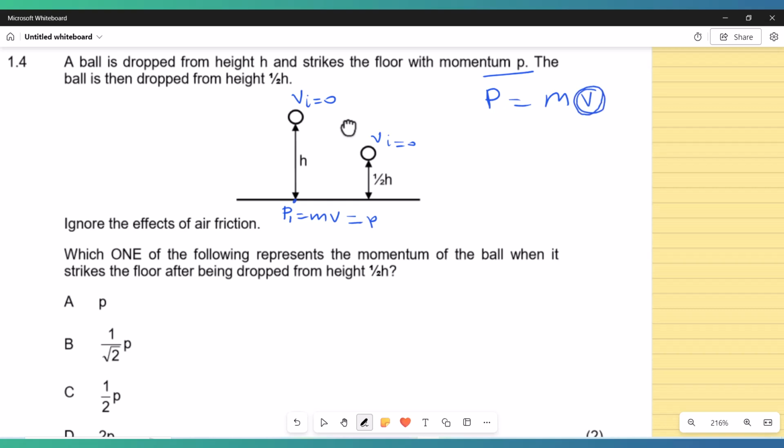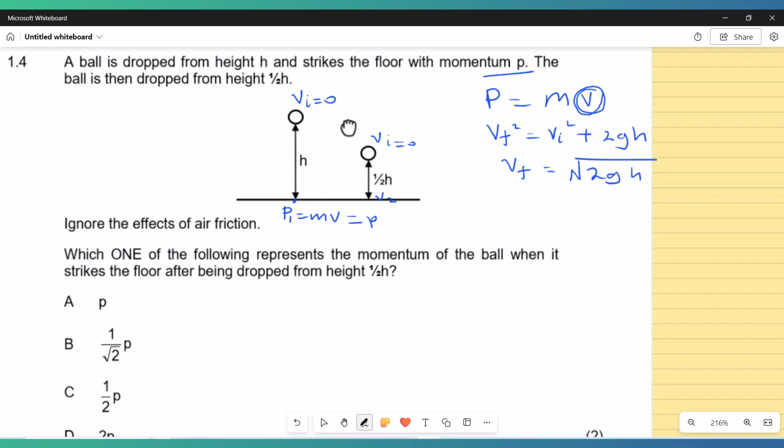I'm going to say v final squared equals v initial squared plus 2 times acceleration, which is g, times the height h. Because it was from 0 initially, our v final is going to be the square root of 2gh. Now this is from the height h. Now from the height half h, I'm going to say this is v2.